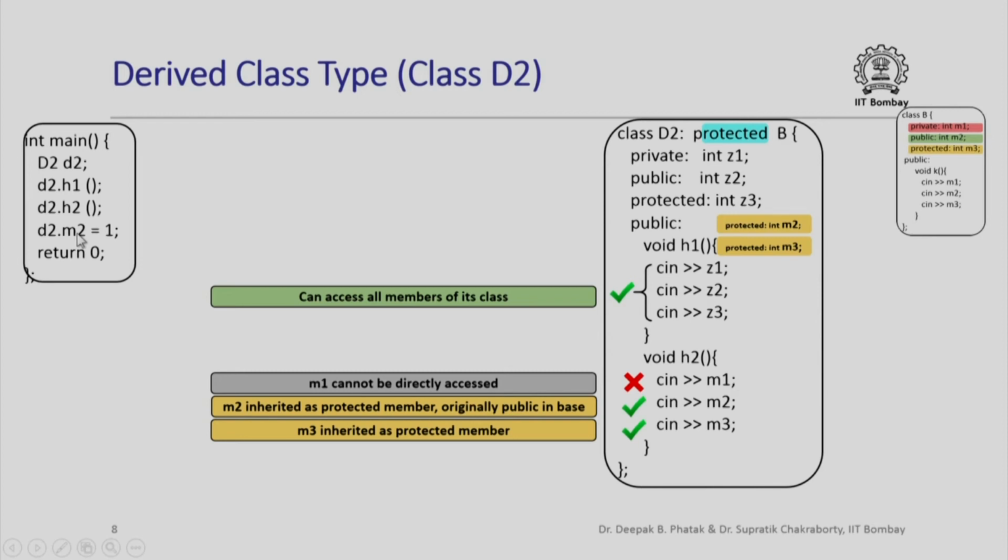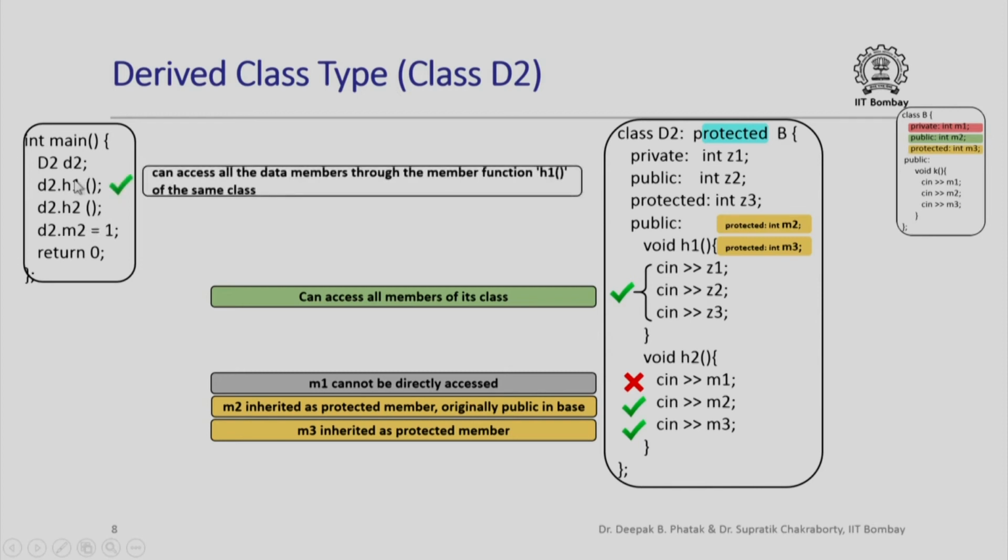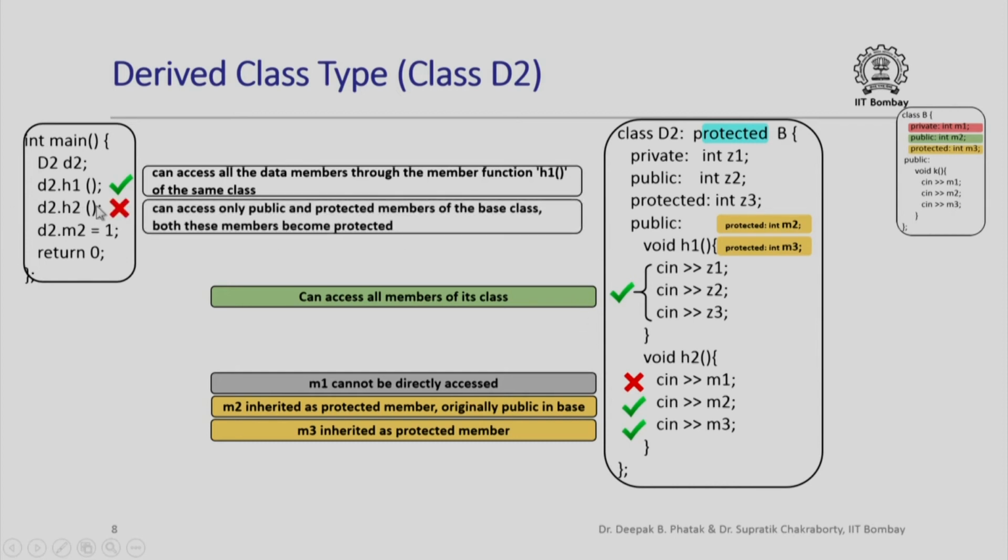So let us see what will happen when I try to compile it. Well, this is a public member function of the class D2, so I can certainly invoke it from the main program, and this function is actually trying to just access the data members defined within the class D2, so everything is fine here. What about D2.H2? H2 is a public member function of the class D2, so I can certainly invoke it from the main function. However, within the member function H2 I am trying to access M1, which is a private data member of the base class, so this is not allowed.